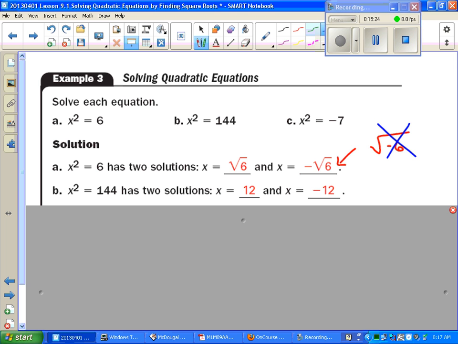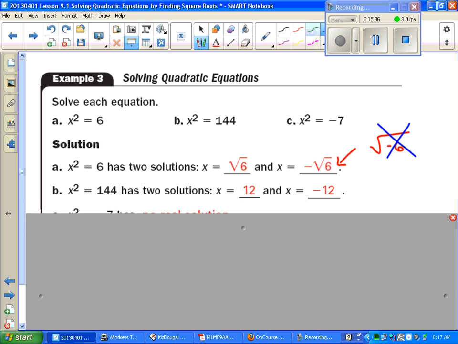Next, x squared equals 144. There are two numbers that when you square them, they give you 144, both 12 and negative 12. Notice this is just backwards of the stuff we looked at a second ago. We were looking at square roots. Now we're looking at squaring things.